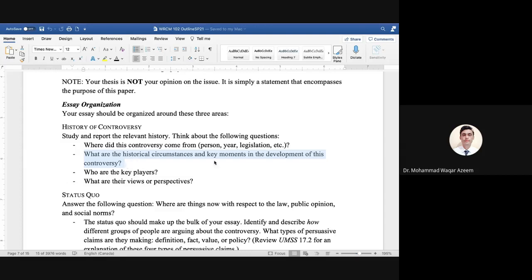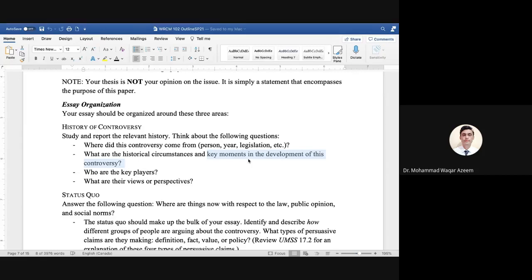Similarly, there could be key moments in the development of a particular controversy as well. Like for the 18th Amendment, initially people might have agreed on the amendments. Definitely people agreed on the amendment. That is how it was passed. But then what happened? How did the controversy begin? Once you have pointed that out, now what are the key moments in the development of this controversy?